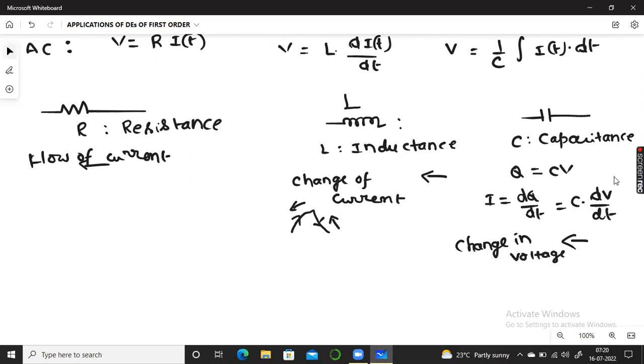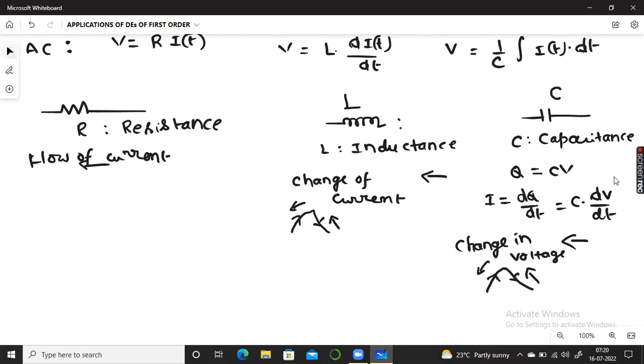Change in voltage means, again, the same concept. When the voltage is increasing in a circuit, it will try to make it decrease. When the voltage is decreasing, it will try to make it increase. That is generally what resistor, inductor, and capacitor will do.